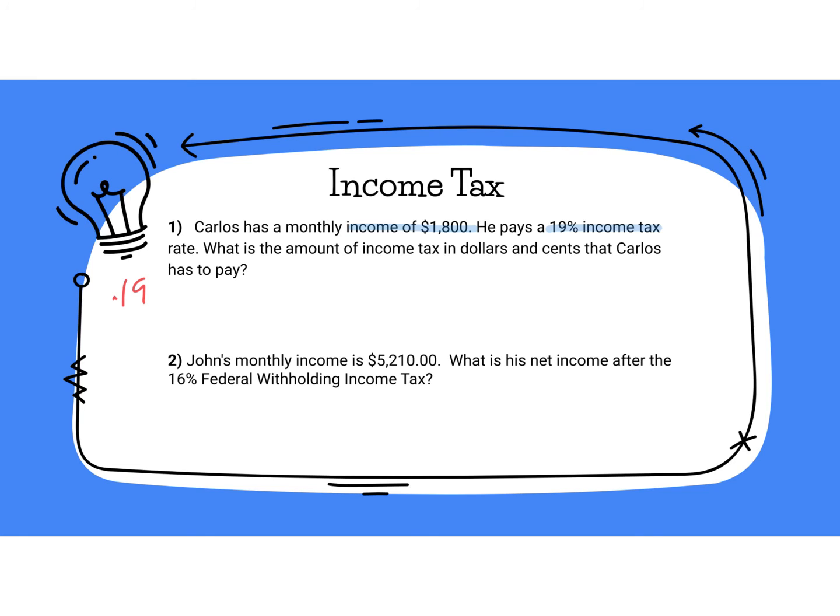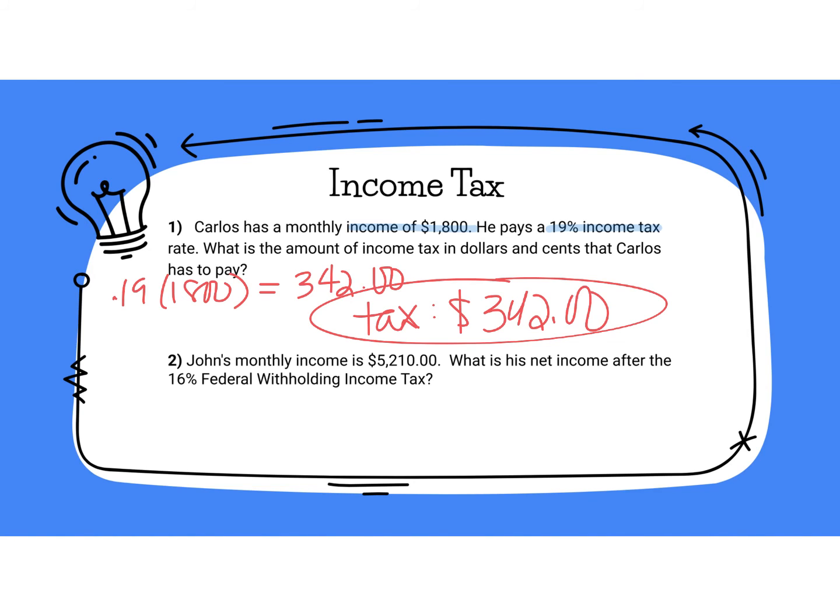From there, I will multiply 0.19 by 1,800, which gives us 342 even. 342 is going to represent how much taxes he pays based off of that income of $1,800. So the total tax that he pays is $342 in income tax.